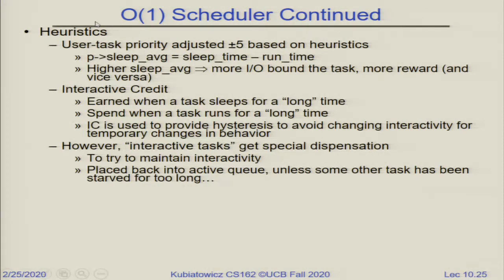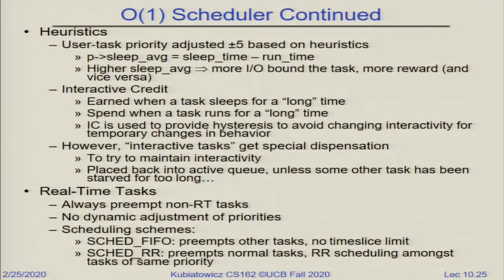The idea was there's a user task priority adjusted plus or minus 5 based on heuristics. So if you slept for a long time, it raised your priority, and if you ran for a long time, it lowered your priority. And there was this thing called interactive credit, which was gained when you slept for a long time and spent when you ran for a long time. The interactive credit was used to help raise or lower your priority, so that somehow, when this all worked out, the interactive ones got to run with higher priority, and the computational ones got to run with lower priority, and hopefully everybody was happy. Okay? And then the real-time tasks always worked as strict priorities, so that was fine.